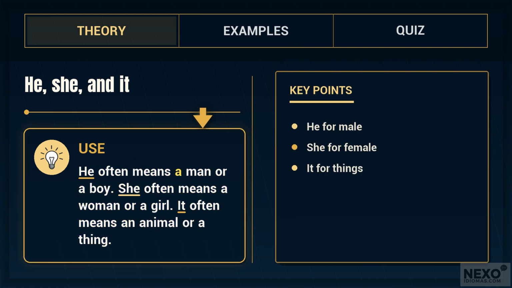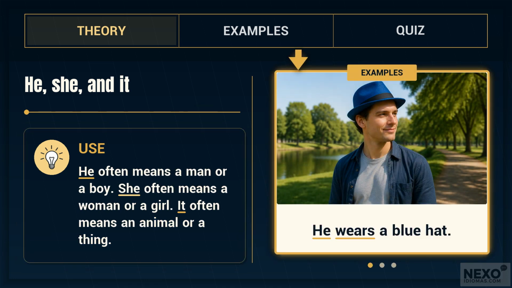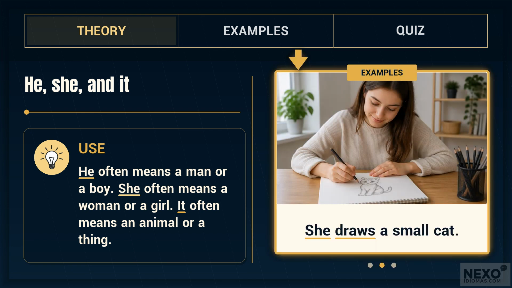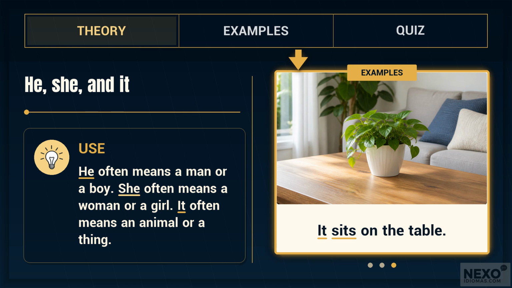He often means a man or a boy. She often means a woman or a girl. It often means an animal or a thing. Example. He wears a blue hat. Example. She draws a small cat. Example. It sits on the table.